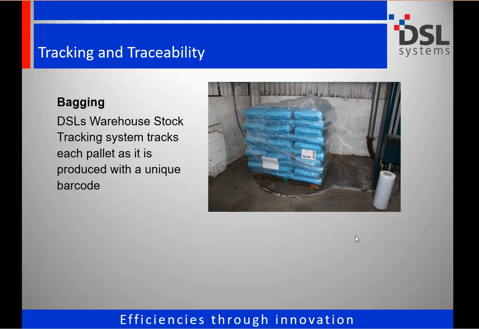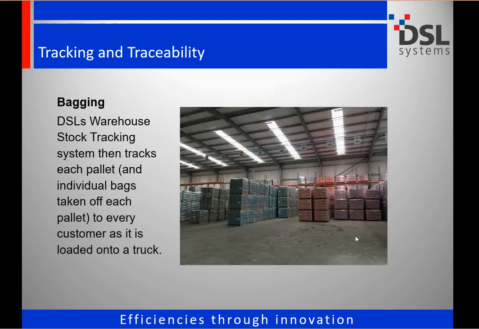If you have DSL's warehouse stock tracking system, each pallet is individually tracked via its own barcode, and from this you can track where that pallet goes, which customers were supplied from any particular pallet, and this includes either full pallets or individual bags taken from a pallet.